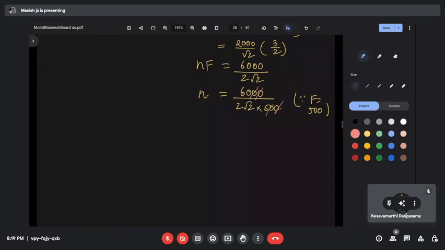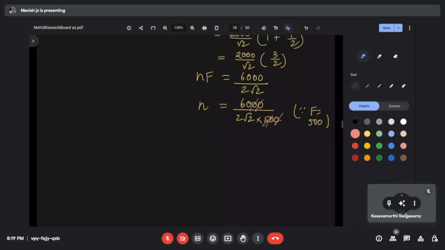Cancel it. 5 ones are 5, 5 twos are 10, 2 ones are 2, 2 sixes are 12. So n is equal to 6 upon root 2. Rationalize. So n is equal to 6 root 2 by 2. So you will get 3 root 2.